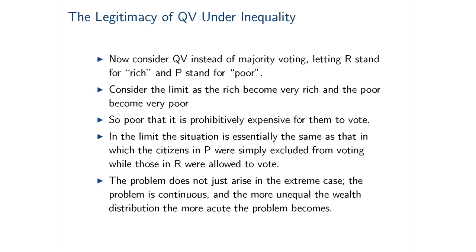Let's consider the limit as the rich become very rich and the poor become prohibitively poor, so poor, in fact, that it's prohibitively expensive for them to vote. In the limit, it's essentially the same as the previous situation, in which citizens in P were simply excluded from voting, and citizens in R are allowed to vote. Well, you might say that's unrealistic. It's not really going to be that extreme. But we think that this problem is continuous. It's not as extreme as that, but the more inequality there is, the worse this legitimacy problem is going to be, and we think that's distinct from the utilitarian problem.